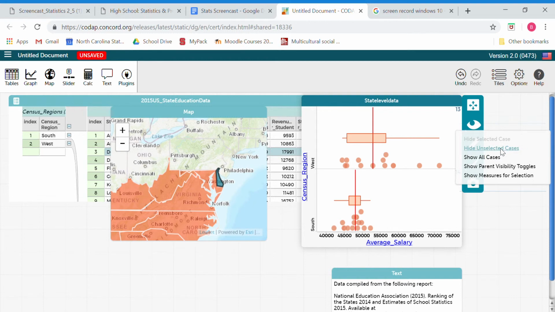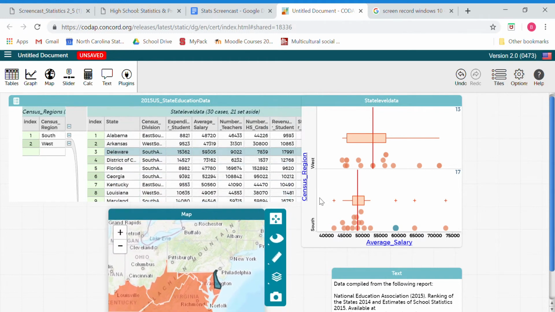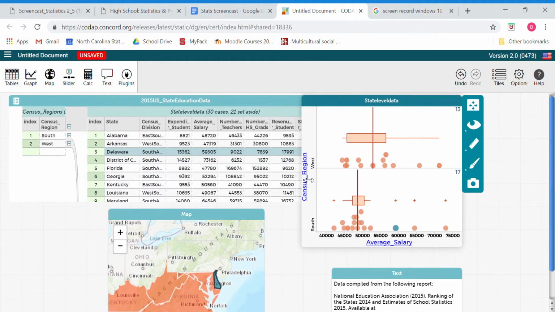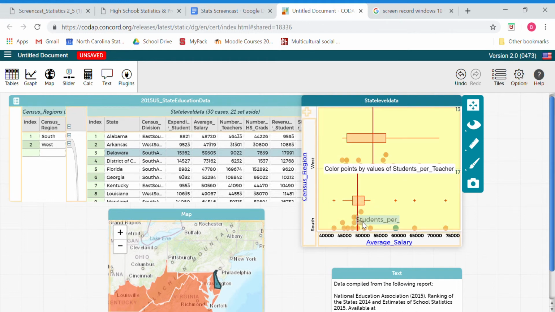Anyways, I spent a little too much time on that. So anyways, I wanted to talk a little bit about which state I would like to teach at, and where would be the best place to teach. And I wanted to look a little bit at the student per teacher ratio.